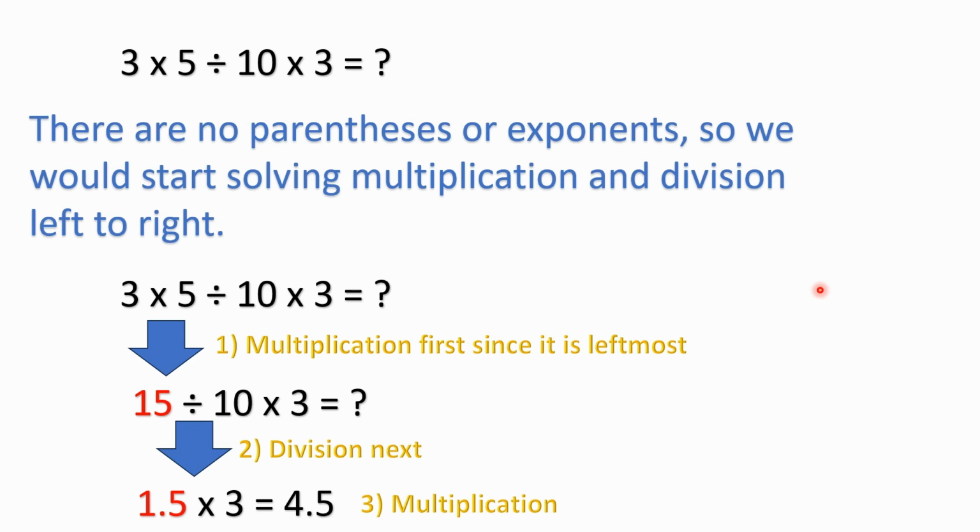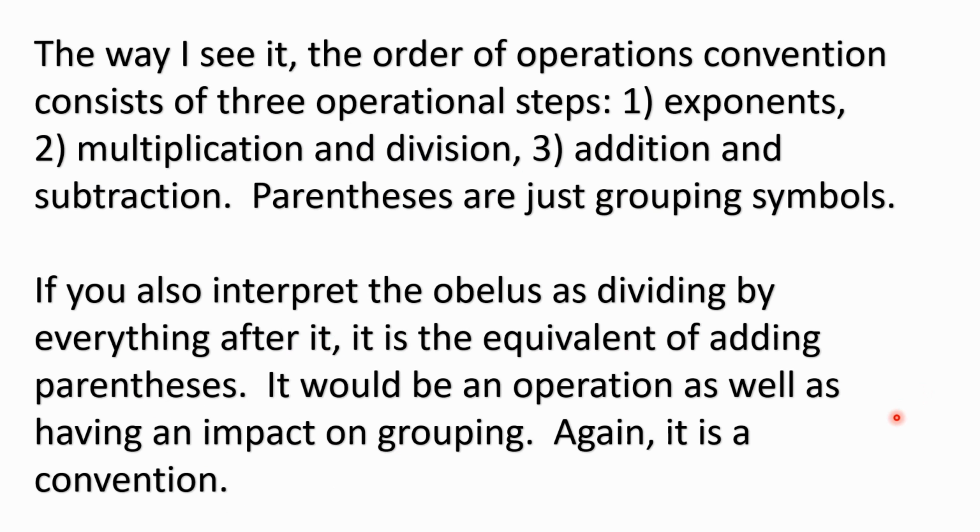So following the order of operations convention, there's no parentheses or exponents. So you'd start solving multiplication and division left to right again, kind of like what we did before. You've got your 3 times 5, which is the 15. 15 divided by 10 is 1.5. Finally, multiplication is your next step. 1.5 times 3 is 4.5.